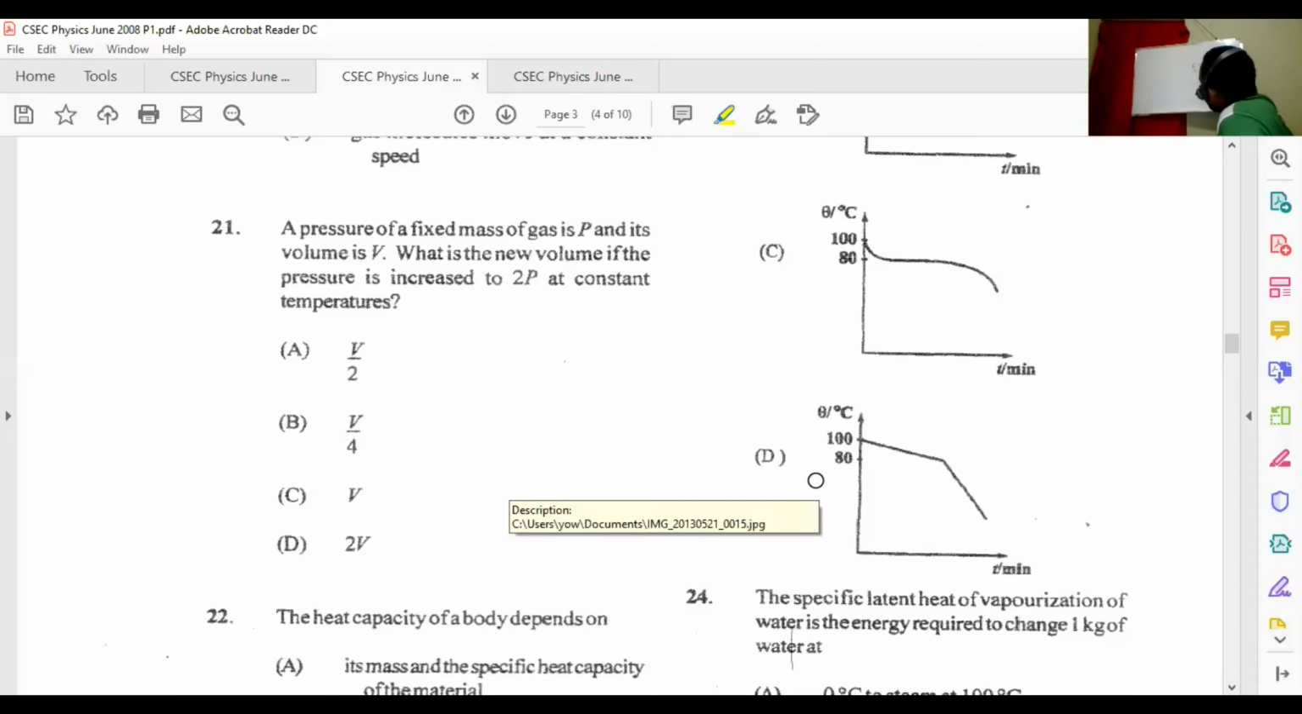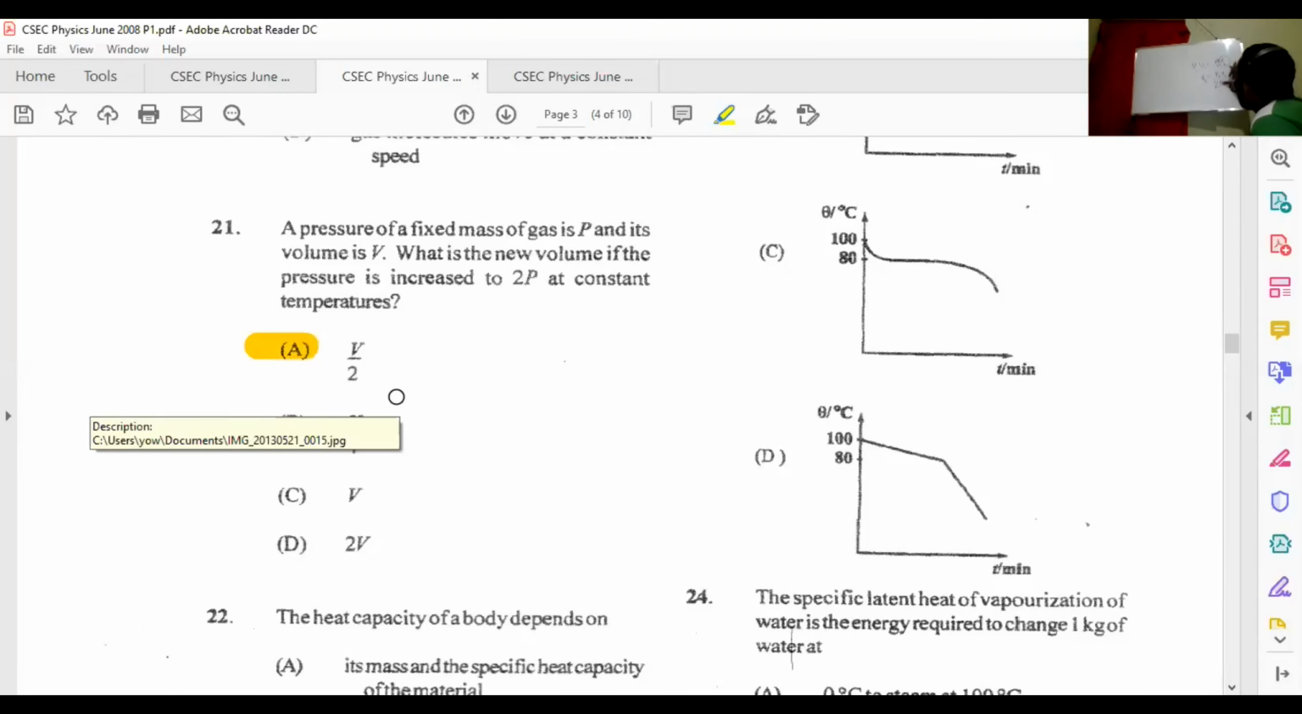Let's make V2 the subject. So we get P1V1 over P2, and we're doubling the pressure. So that means V2 would be half of V. So that is A, because basically the P would be the same, so we cancel, and we are left with V1 over 2.